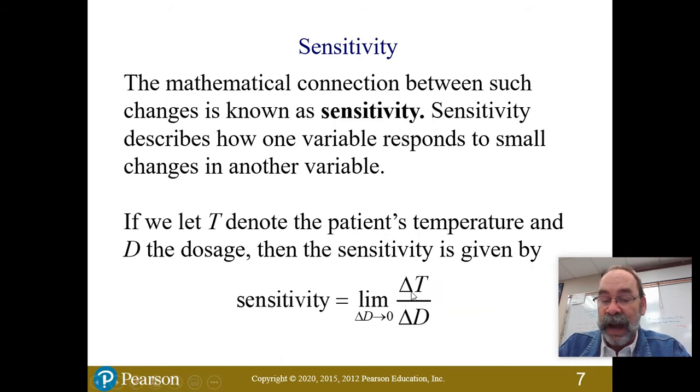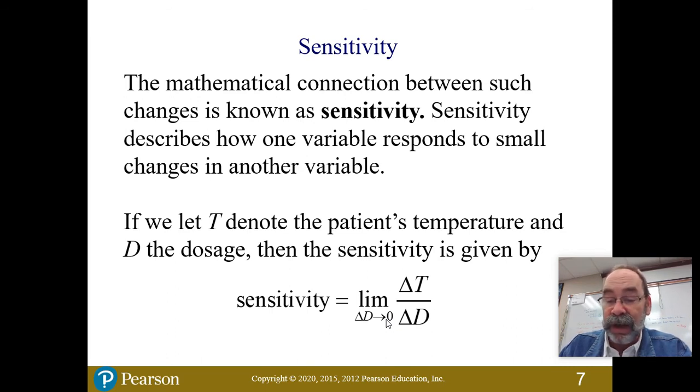So what is that? That's delta T, the change in temperature, divided by the change in dosage as the dosage goes towards 0. That's what we mean by sensitivity, how one variable responds to a small change in another variable. Same thing. So sensitivity is just an extension of what we have been doing before.